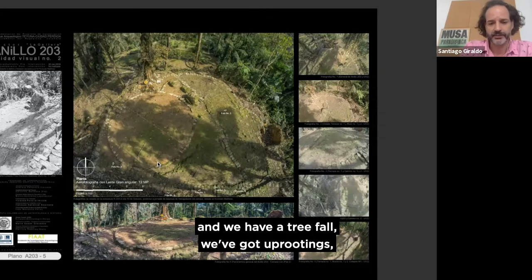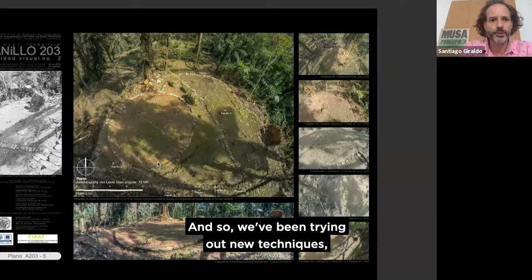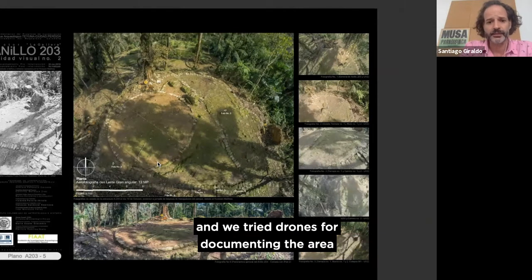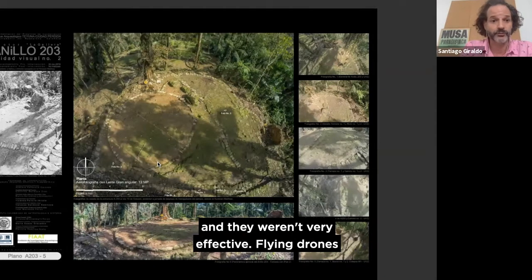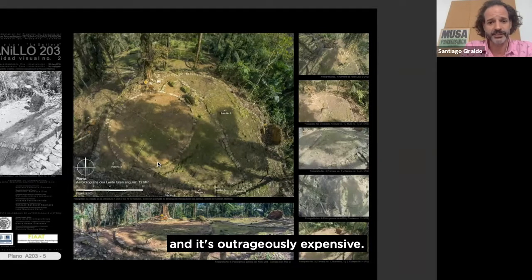And we have tree fall, we've got uprootings, we've got landslides, and we've got all sorts of troubles. And so we've been trying out new techniques, not only for visualizing, but for documenting these structures that involve drones. And we tried drones for documenting the area, and they weren't very effective. Flying drones underneath a forest canopy is pretty risky business, and it's outrageously expensive.